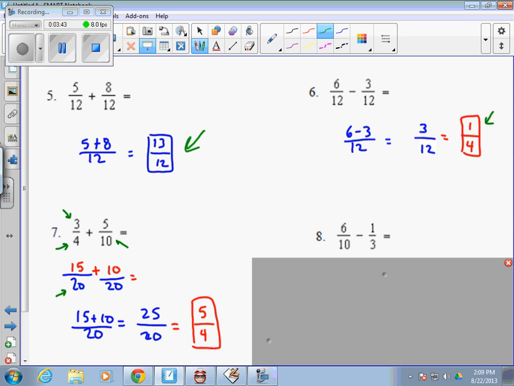What do I have to multiply 10 by to get 20? And the answer is number 2. So multiply the top number by the same 2. So 5 times 2 gives you the number 10. So that's how we wound up with 10 over 20. Now we have common denominators 20.